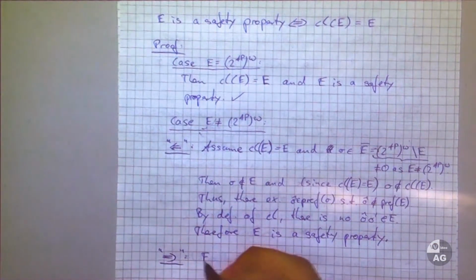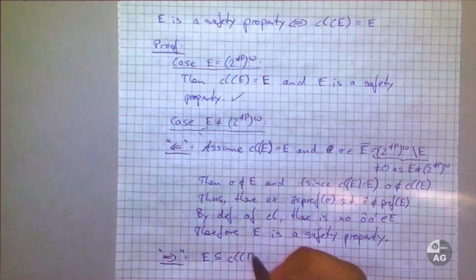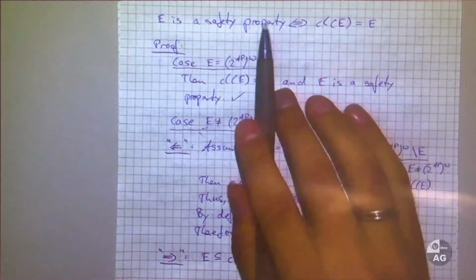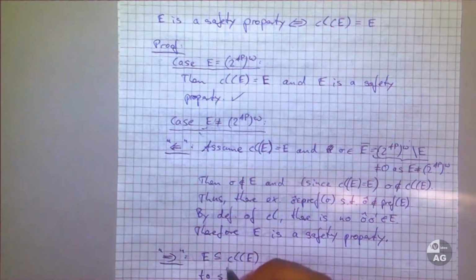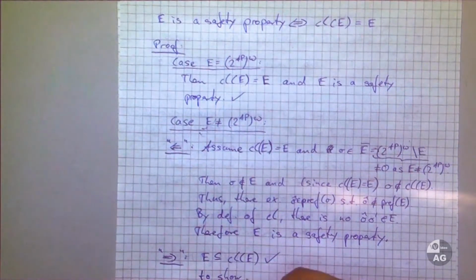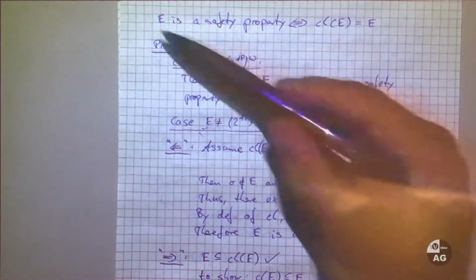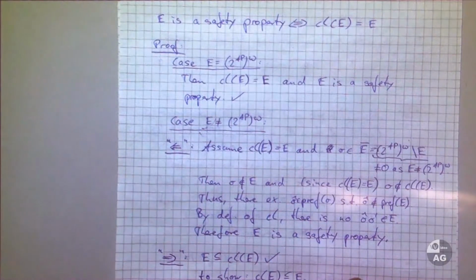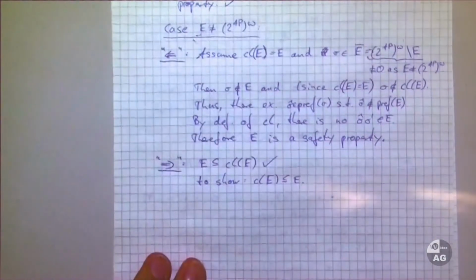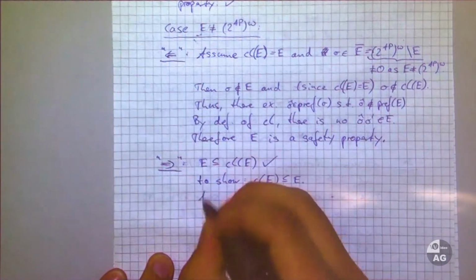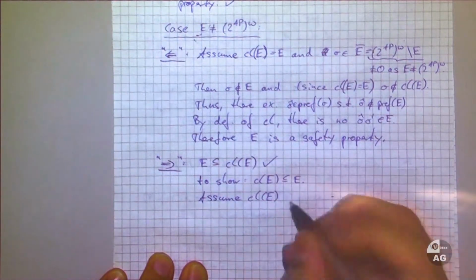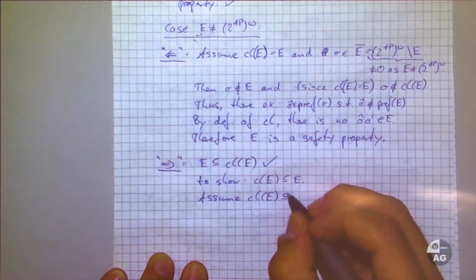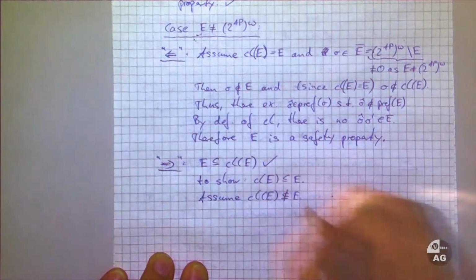E is always contained in the closure of E. So we have this part trivially. So it remains to show that the closure of E is a subset of E if E is a safety property. Okay, so how are we doing that? We assume the contrary to show a contradiction. So let's say the closure of E is not contained in the set E itself.